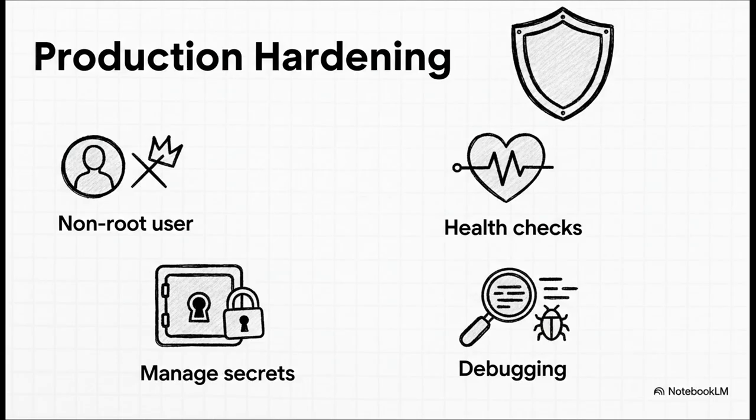Beyond just size, getting ready for production is all about security and reliability. That means doing things like running your app as a non-root user to limit vulnerabilities. It means building in health checks so that your system knows your app is actually alive and working. And, critically, it means managing your secrets the right way with environment variables, never hard-coding them, and knowing the essential commands to debug a container when things go wrong. These aren't just suggestions. They are absolute professional requirements.